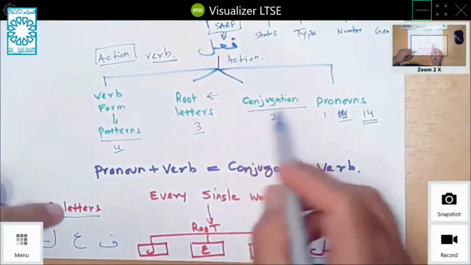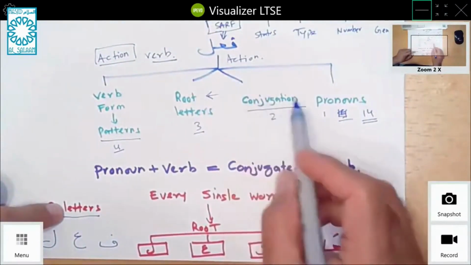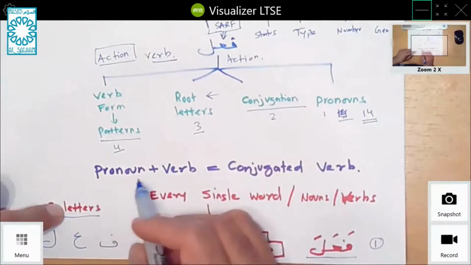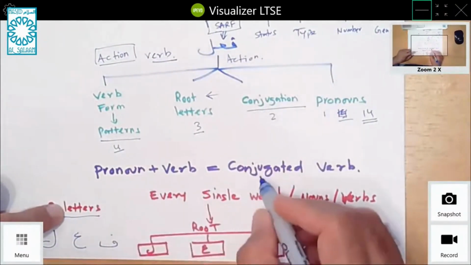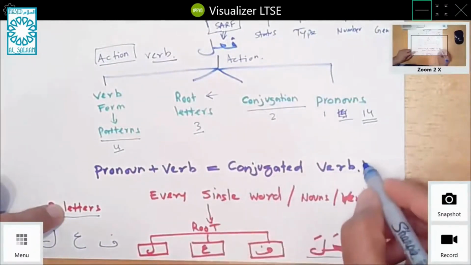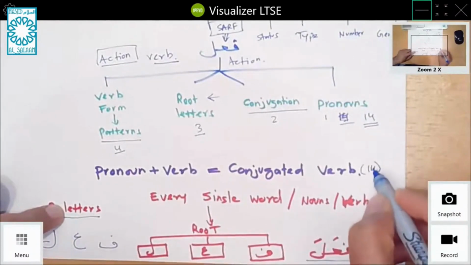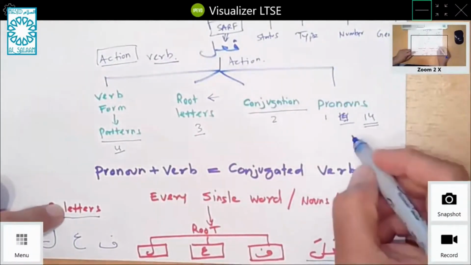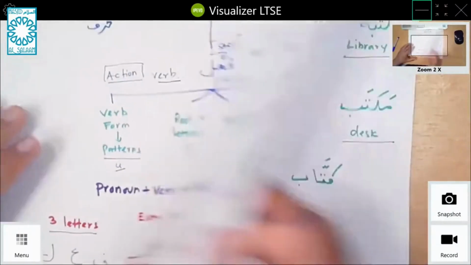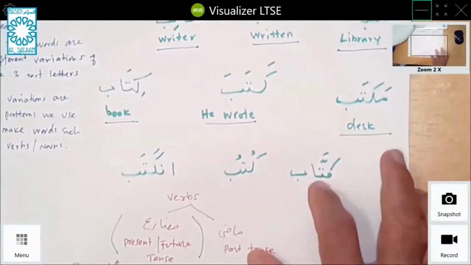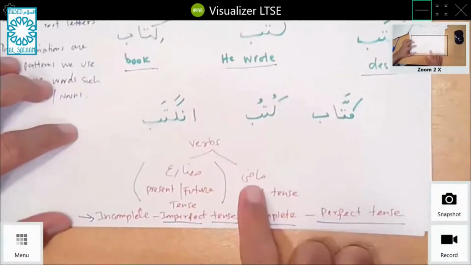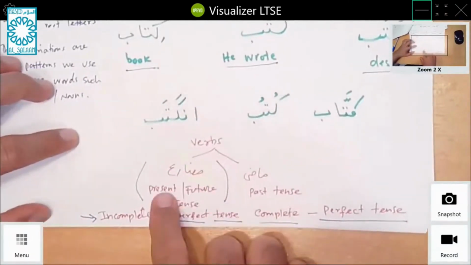Then we said, what is the conjugation? For conjugation, we said the verb, when it gets attached with the pronoun, that is a conjugated verb. Okay, that means we have for one pattern at least 14 different variations, one for each pronoun. Now, in order to explain that, I also told you that the verbs have a tense, meaning they are either in the past tense or they're in the present or future tense.